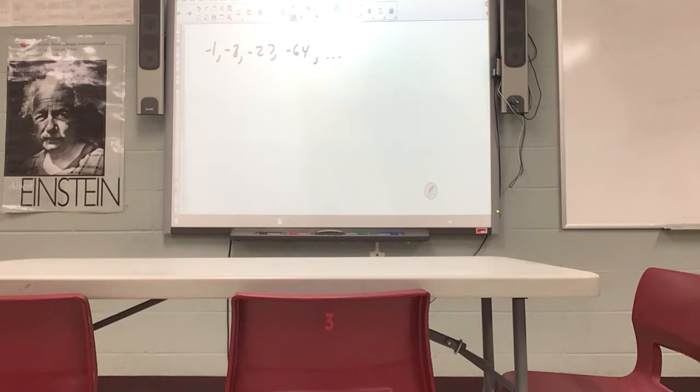So our first term is negative 1. Our second term is negative 8. So what could we do to 1 that gets us a negative 1? What could we do to 2 that gets us a negative 8? What could we do to 3 that gets us a negative 27? What could we do to 4 that gets us a negative 64? Square. Okay, it's probably going to have to be a power.